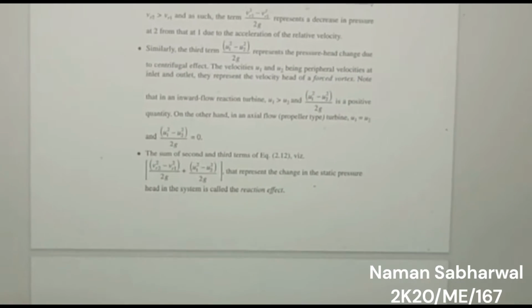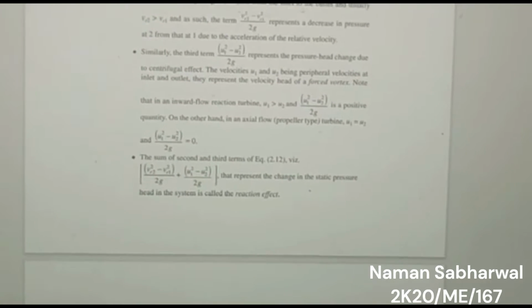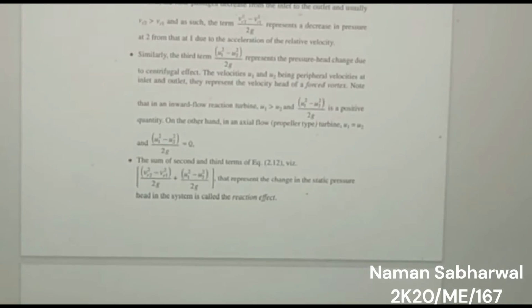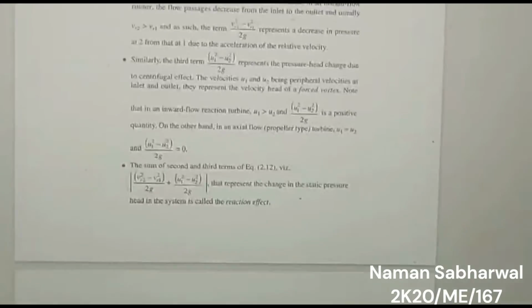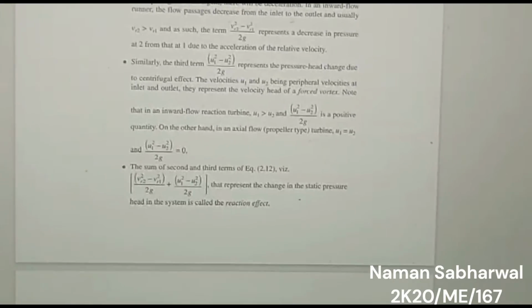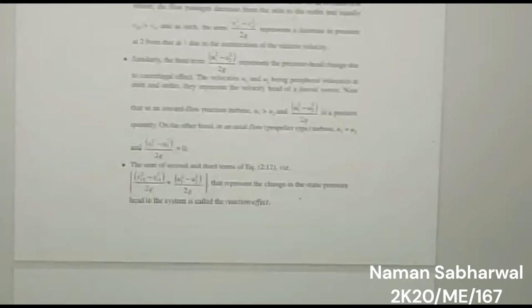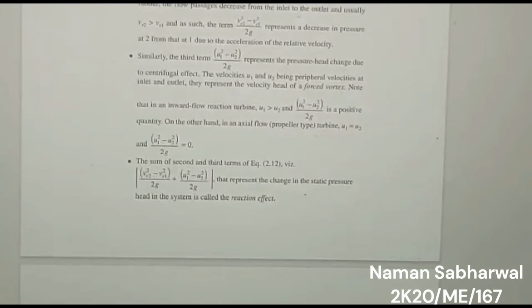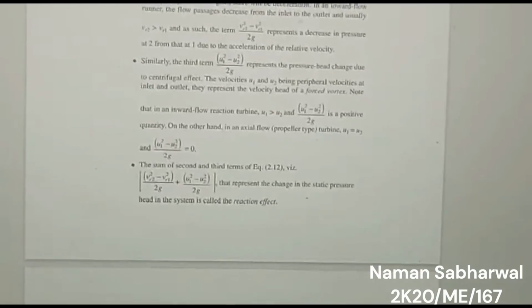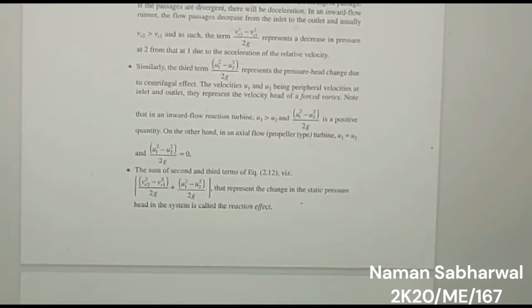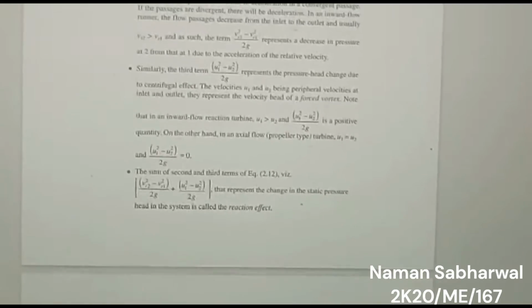Then the third term, U1 square minus U2 square divided by 2G, represents the pressure head change due to centrifugal effect. The velocities U1 and U2 being peripheral velocities at inlet and outlet, they represent the velocity head of forced vortex. Note that in an inward flow reaction turbine, U1 is greater than U2. Hence, U1 square minus U2 square by 2G is a positive quantity. On the other hand, in an axial flow propeller type turbine, U1 is equal to U2. Hence, U1 square minus U2 square divided by 2G will simply become 0.